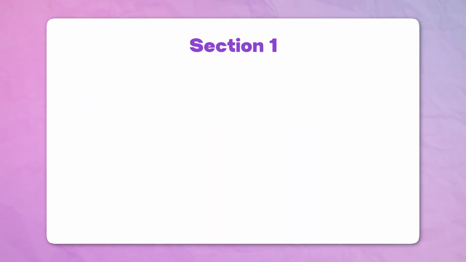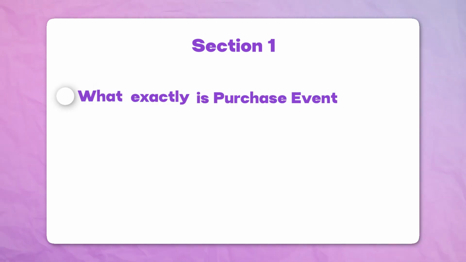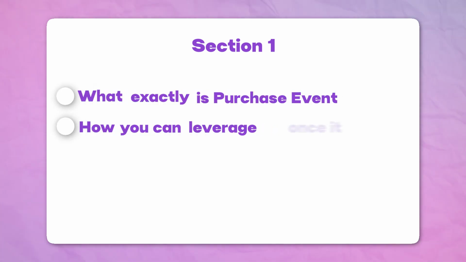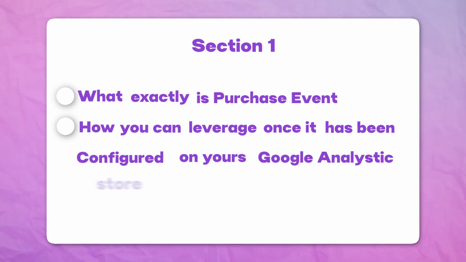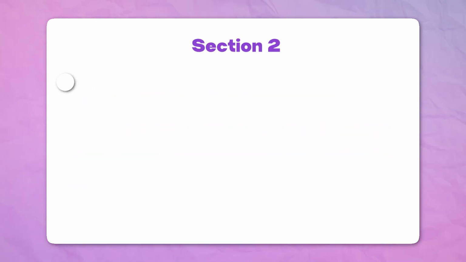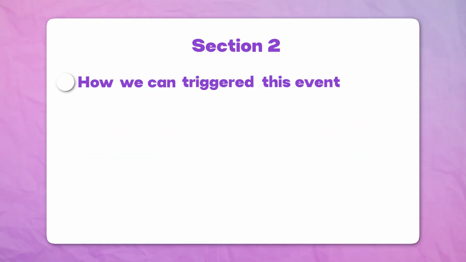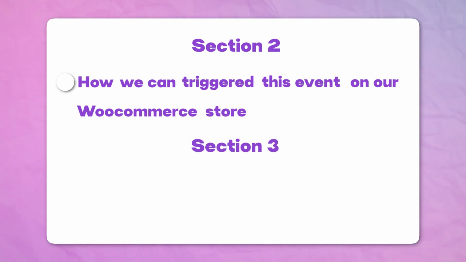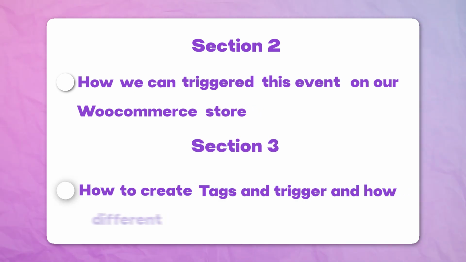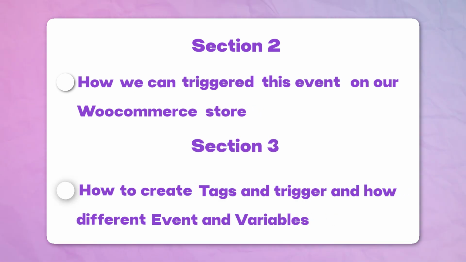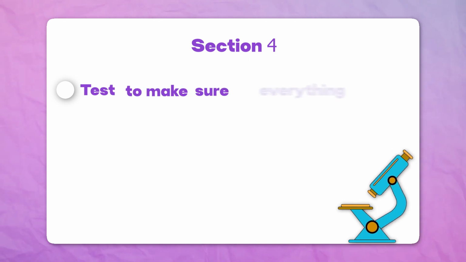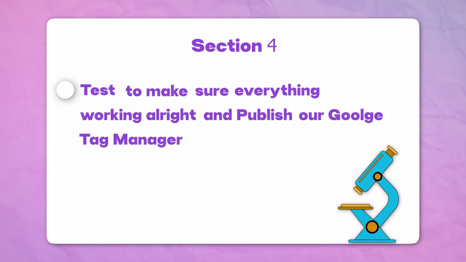To make things easier for you, I have divided this video into 4 different sections. In the first section, I'm going to explain what exactly the purchase event is and how you can leverage it once it has been configured on your Google Analytics store. In the second section, we are going to see how we can trigger this event on our WooCommerce stores, followed by how to create tags, triggers, and how different event variables and parameters play different roles in configuring the report on Google Analytics. In the last section, we will be doing some tests to make sure everything is working all right and publish our Google Tag Manager containers.